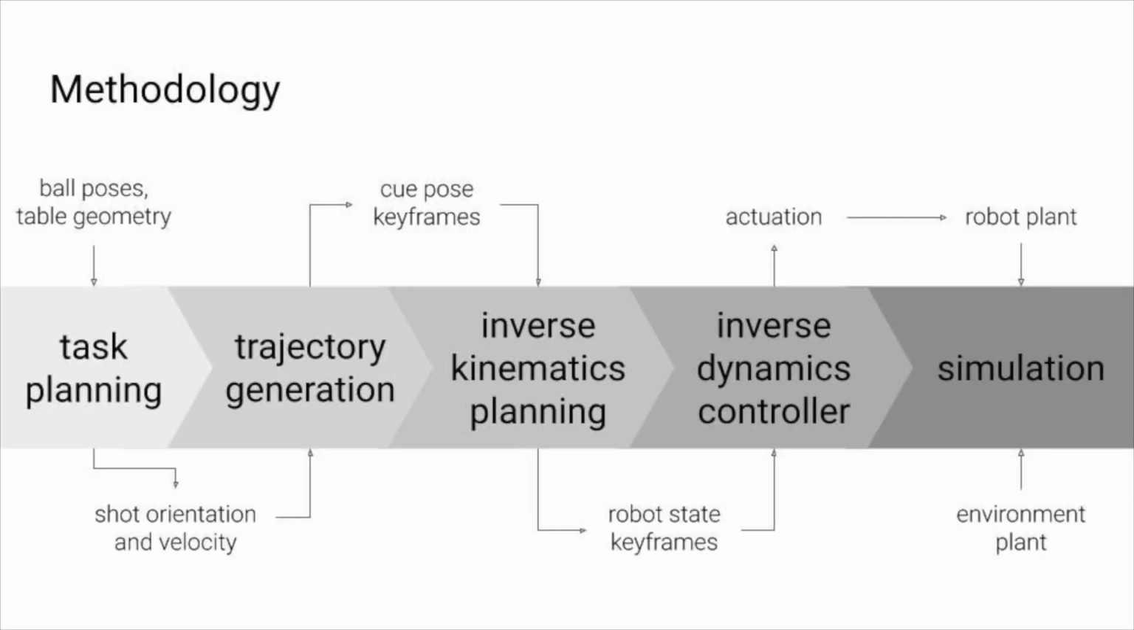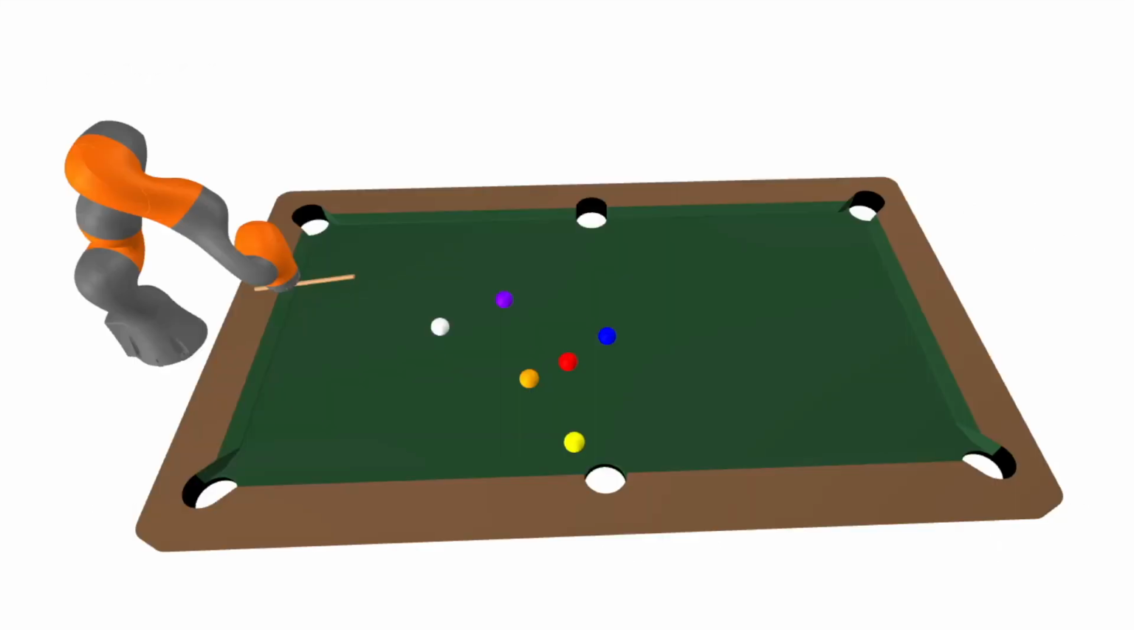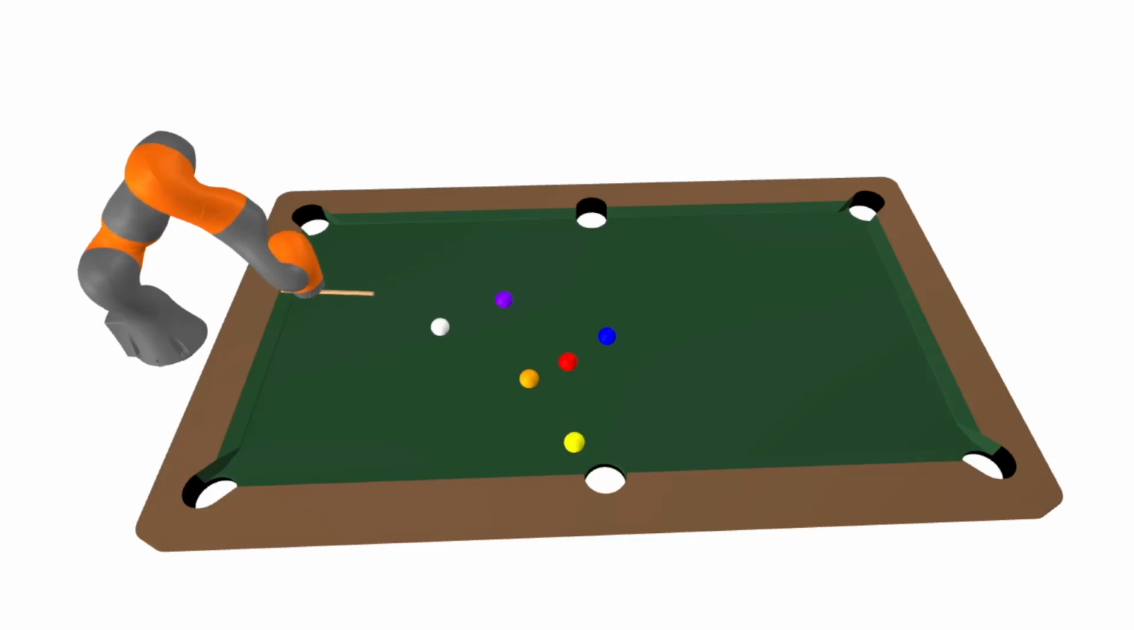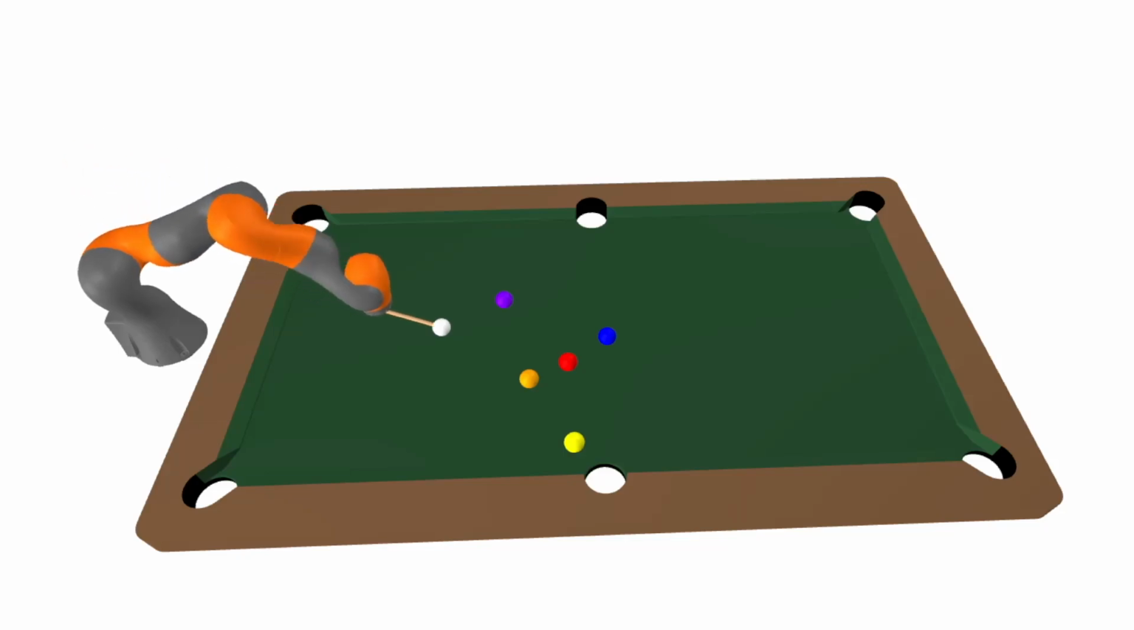Trajectory generation provided us with a list of frames and timestamps for the end effector, so we translated this to joint space using inverse kinematics. Then the inverse dynamics controller commands the robot to run through the 5 states, and we visualize this in simulation. In this example, the robot selects the red ball and the bottom right pocket since this combination has the highest allowed angular deviation, and it successfully sinks the ball following the trajectory.